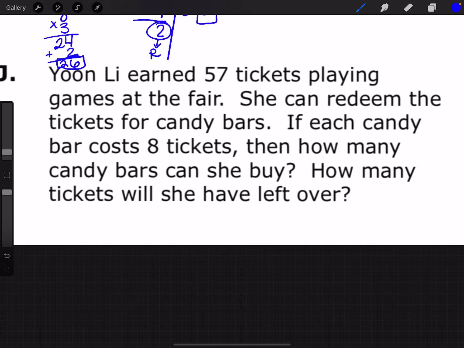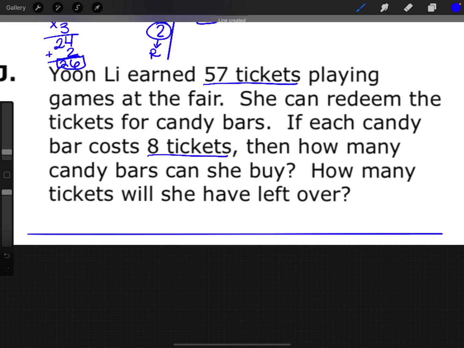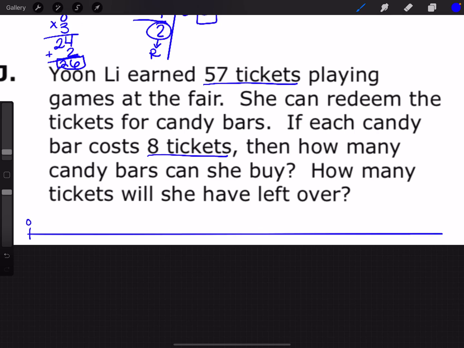Our next one is Yoon Lee earned 57 tickets playing games at the fair. She can redeem the tickets for candy bars. If each candy bar cost 8 tickets, then how many candy bars can she buy? How many tickets will she have left over? So we need to identify the dividend and the divisor. So if we do a repeated subtraction and we have 0 and we have 57, again, we need to jump back with the divisor, which is 8.